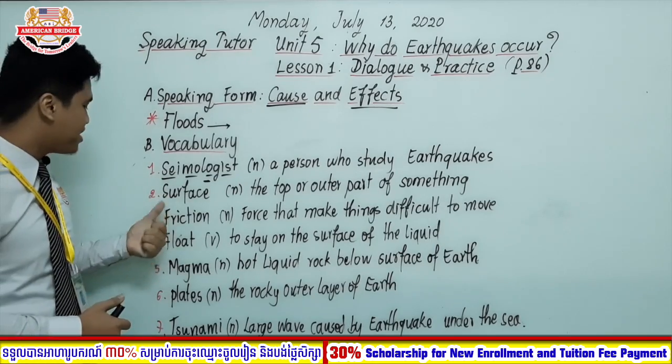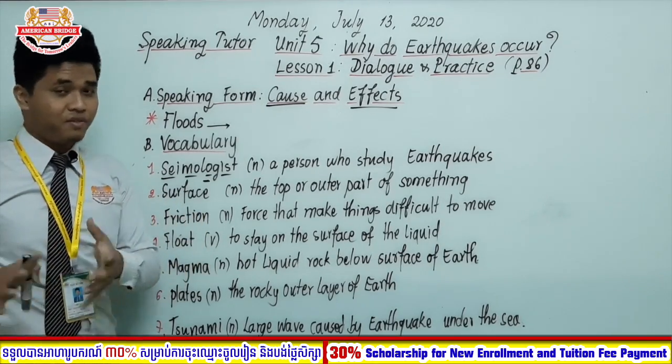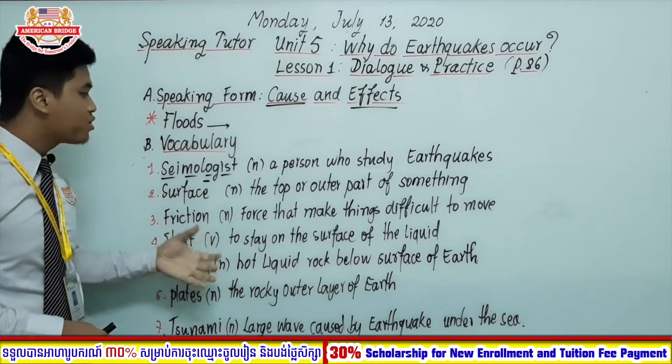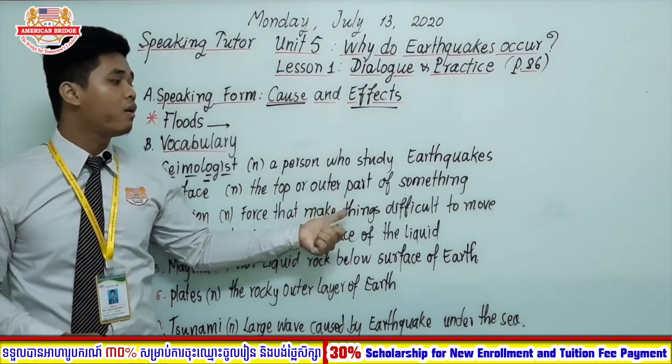Vocabulary number 2, which is surface. Surface, it's not the Surface Book or Surface Pro made by Microsoft, but this word is surface. So surface refers to the top or the outer part of something.